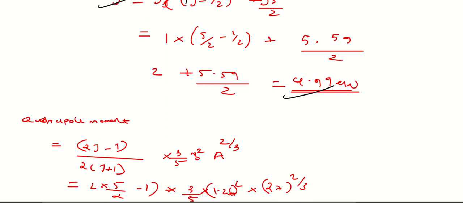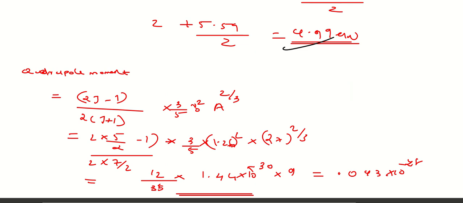And for the quadrupole moment, we know that Q is equal to minus of 2j minus 1 divided by 2 into j plus 1, into 3 by 5 R naught square, A raised to 2 by 3. If we get minus here, we have to multiply with minus, and the answer will be positive. We substitute j with 5 by 2, R naught as 1.2 for me, and A is here 27, and substituting the values, we get the answer.